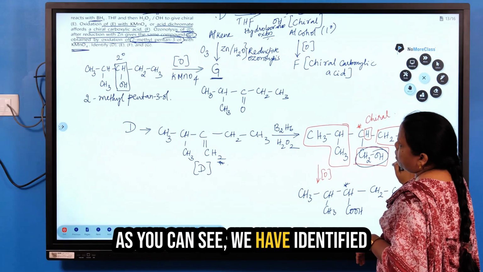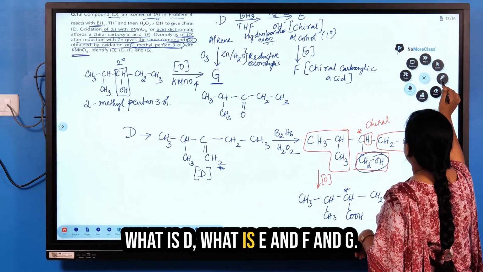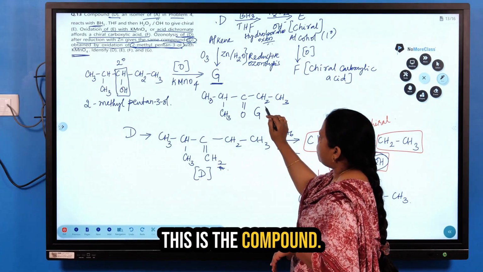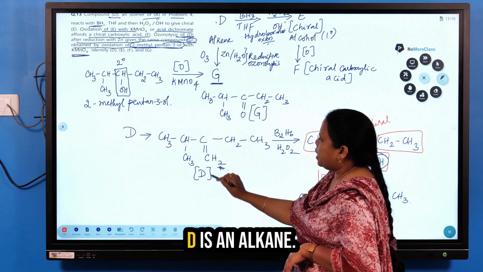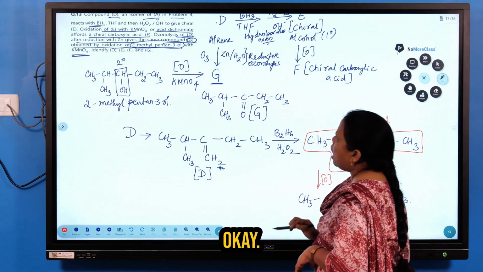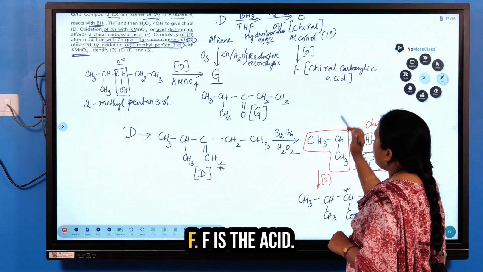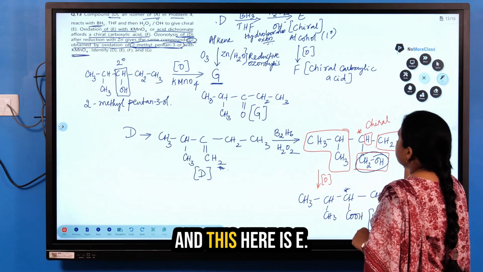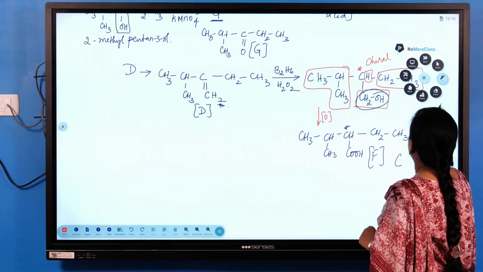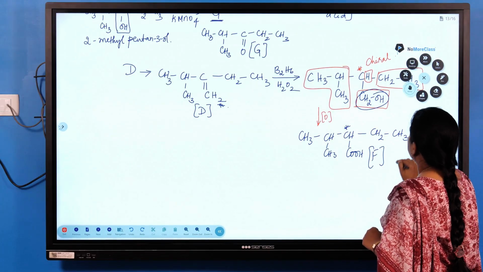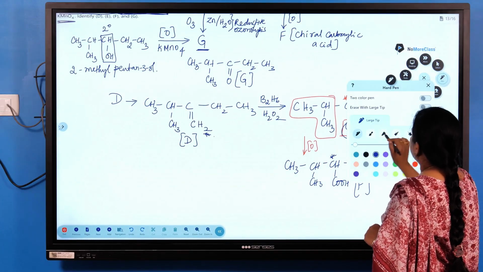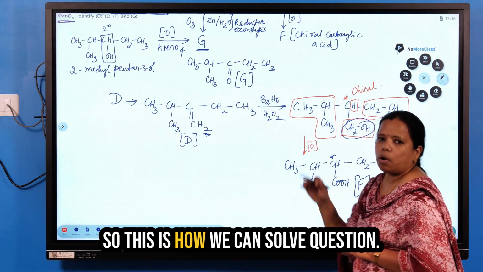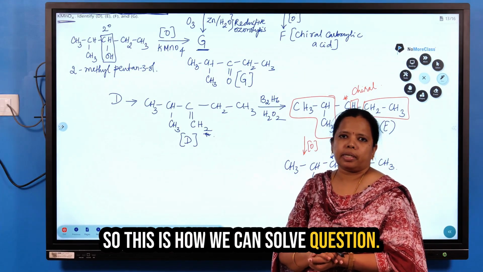As you can see, we have identified what D, E, F and G are. G is the ketone. D is an alkene. F is the acid. This is our F here, and this here is E. So this is how we can solve the question. Thank you.